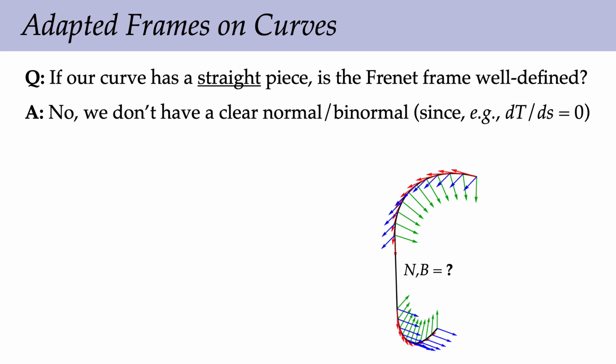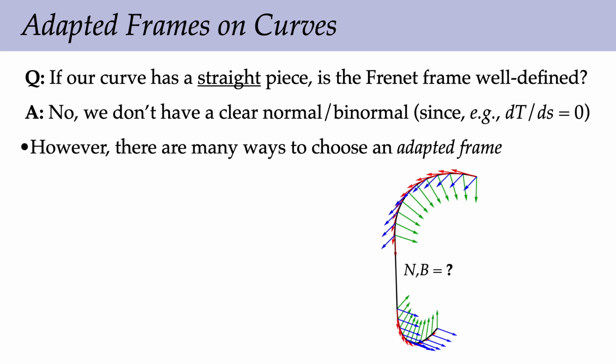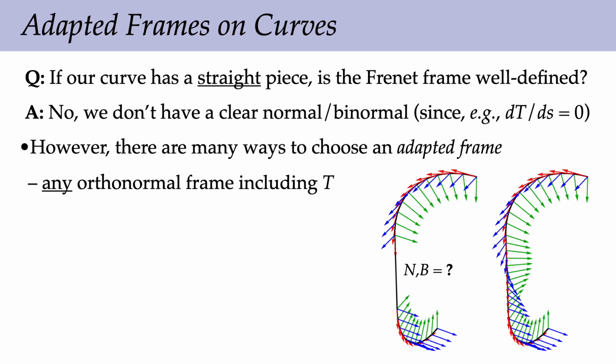Right? So that being said, there are still many ways to choose an adapted frame. So an adapted frame means any orthonormal frame that includes the tangent. For instance, one way we might fill in the frame in this region is to say, give me the smoothest frame. Give me the frame that changes the least as I go from the last moment where I knew the frame to the next moment where I know the frame. It just twists slowly around that middle section.